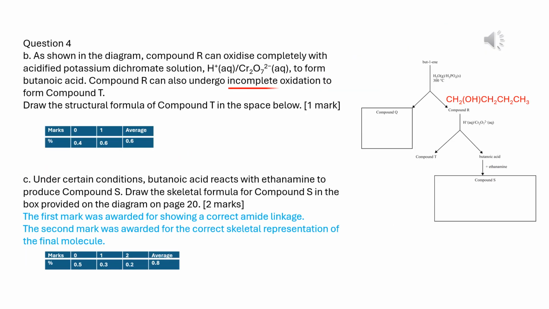Primary alkanol is oxidized completely to carboxylic acid through an aldehyde. So, the compound R is an incompletely oxidized product, and it is an aldehyde. Draw all the bonds and atoms to form a structural formula.